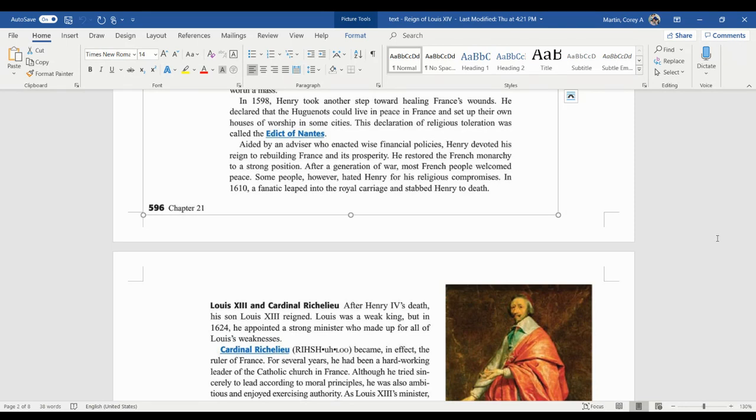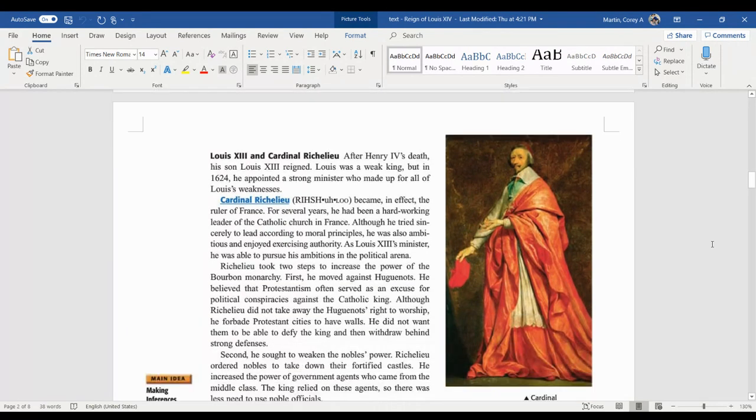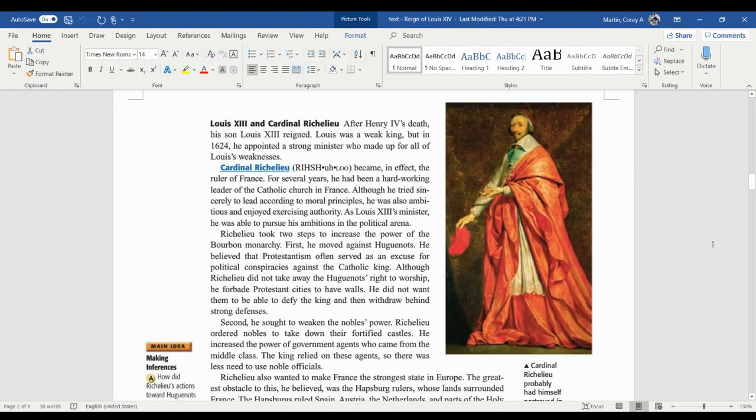Some people, however, hated Henry for his religious compromises. In 1610, a fanatic leaped into the royal carriage and stabbed Henry to death. We're just going to move on from there.